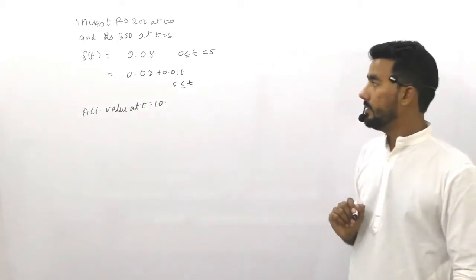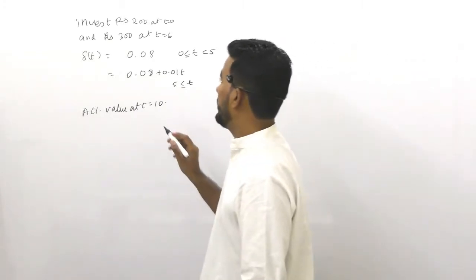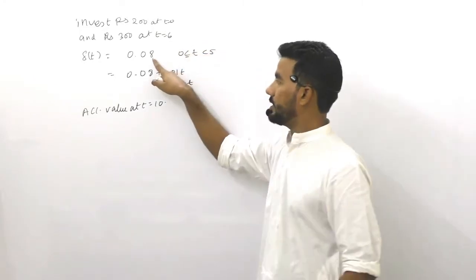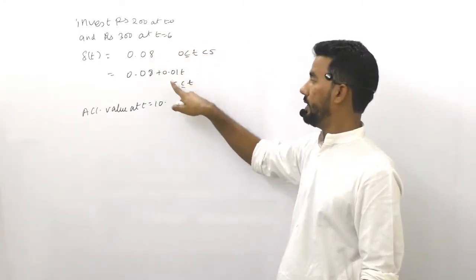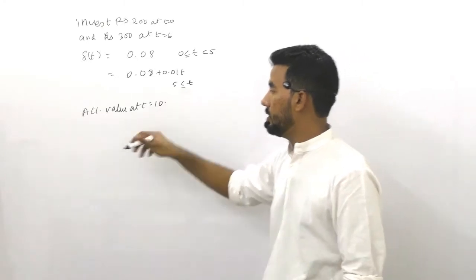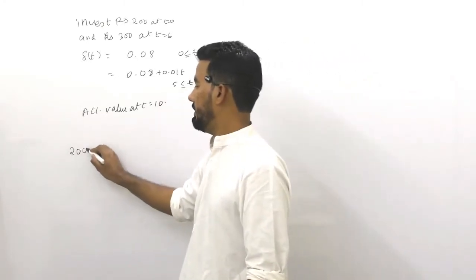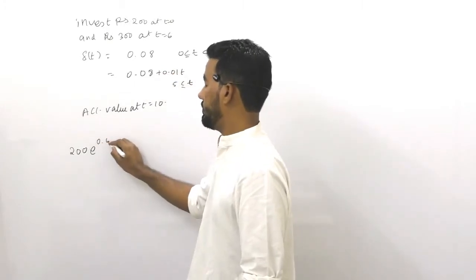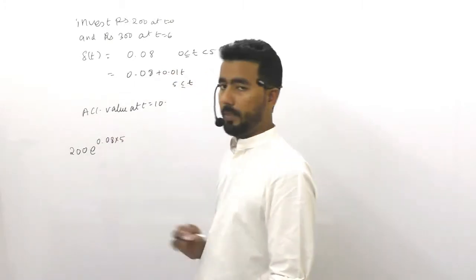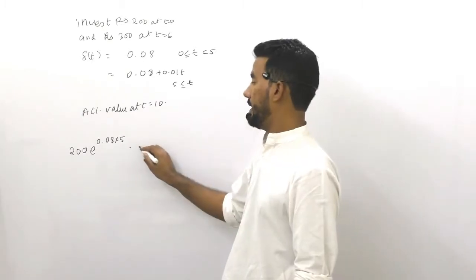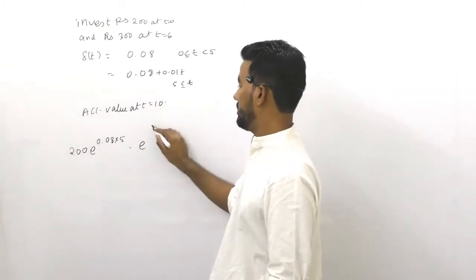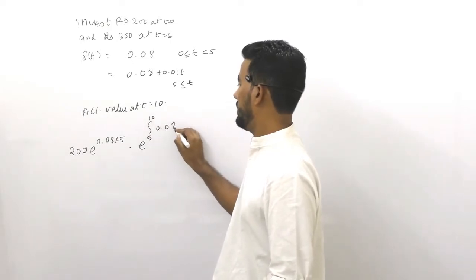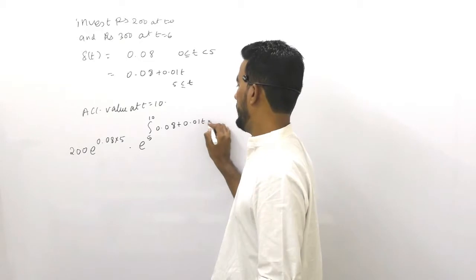That is the task. So 200 rupees we have to invest at time 0. From 0 to 5 it will earn interest based on this force of interest, and then from 5 to 10 it will earn interest on this force of interest. So your 200 rupees accumulated value will be, since for the first 5 years it is constant, directly 0.08 into 5. Now after that it becomes a function. So we have to integrate from time 5 to time 10, 0.08 plus 0.01 t dt.